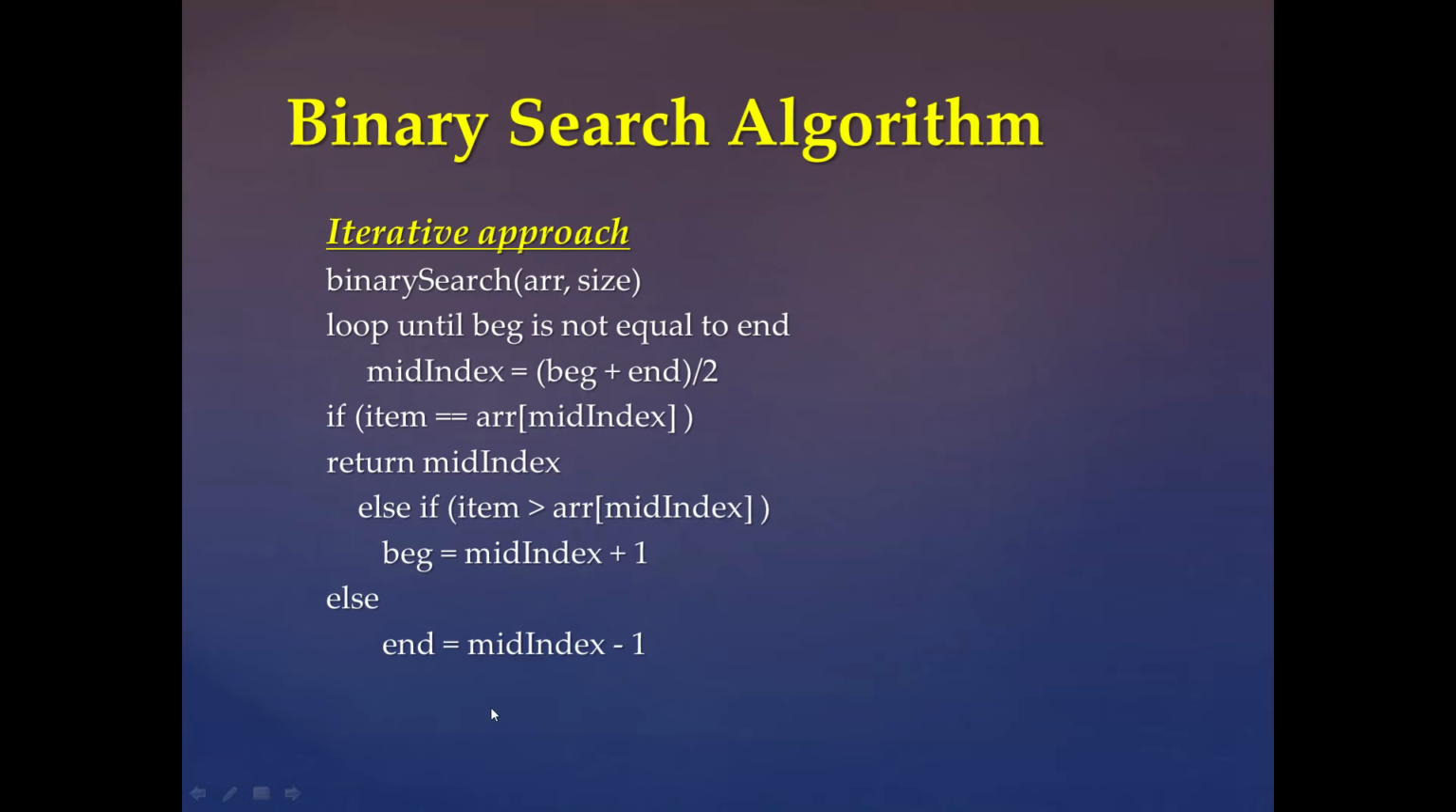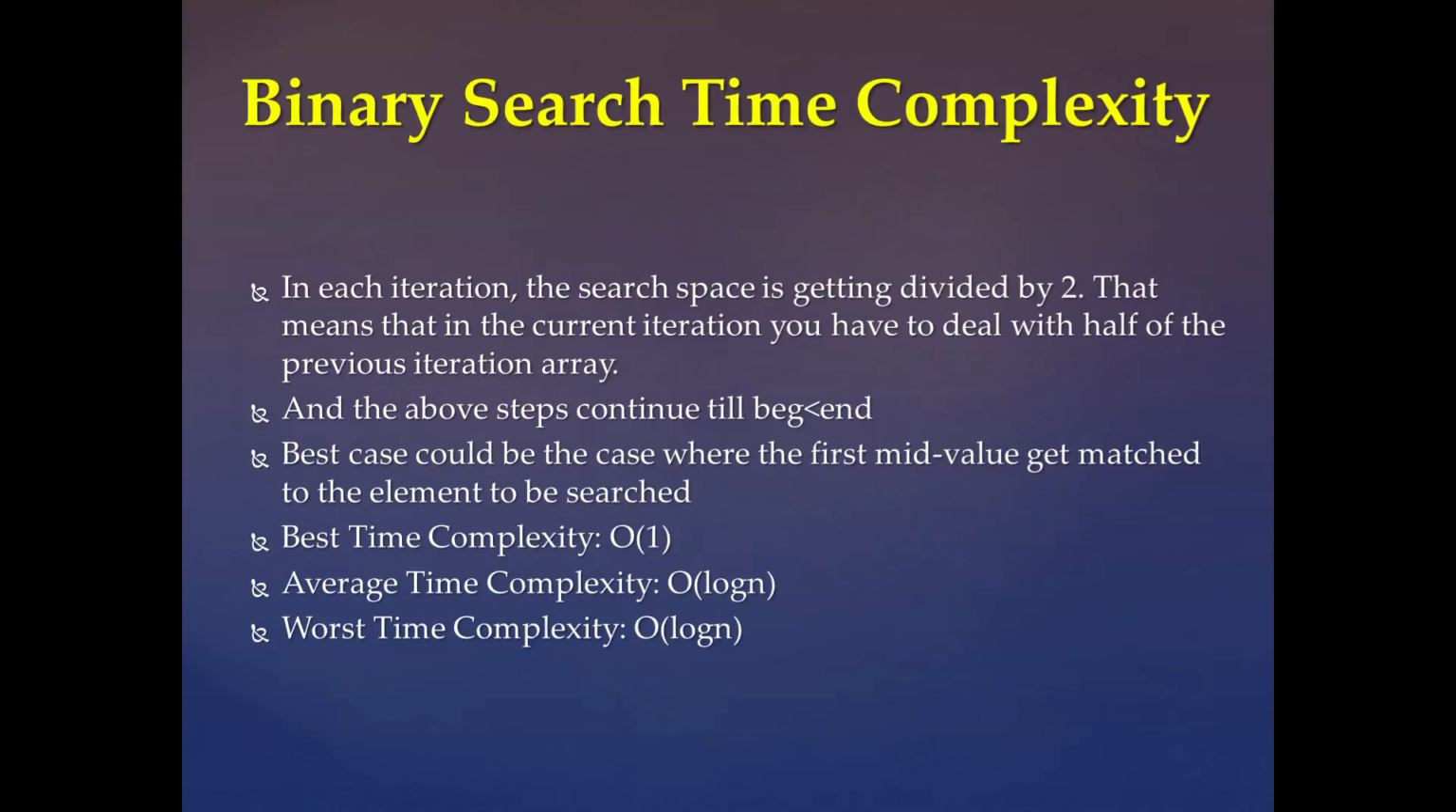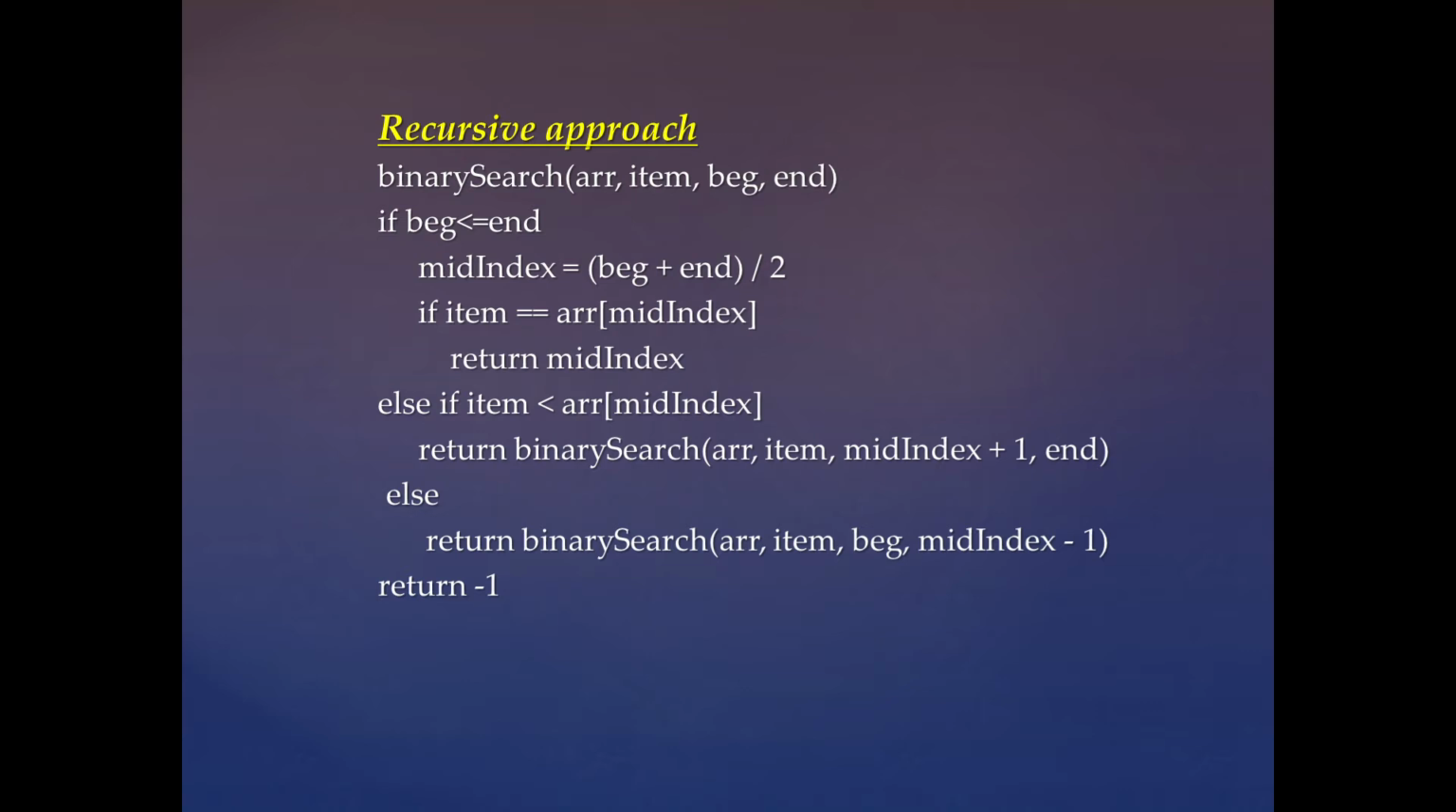Now jump to the recursive approach. In the recursive approach, recursion is simply a function calling itself. We can see that binary search is a function with the array, the searching item, and the begin and end indices. The condition will be: if begin is less than or equal to end, we find the mid element, then compare the mid element with the searching element. If the mid element equals the item, then return the mid element. If not, then if the searching element is less than the mid element, we search in the left half of the array, and if not, then we search in the right half of the array, with mid index minus 1 for the left half of the array.